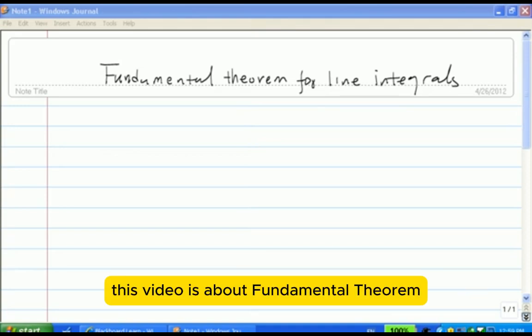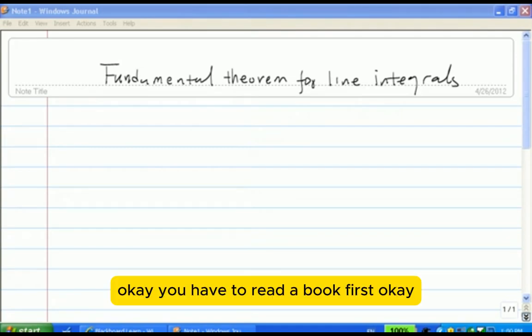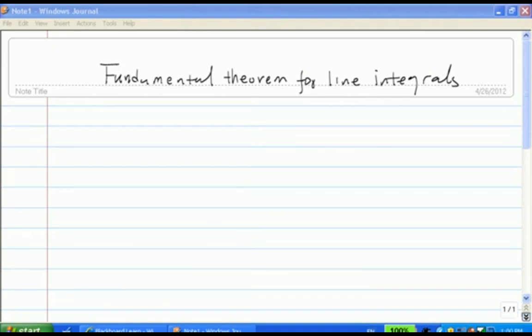This video is about the fundamental theorem for line integrals. You have to read the book first. This is just a supplement to help you understand the book.